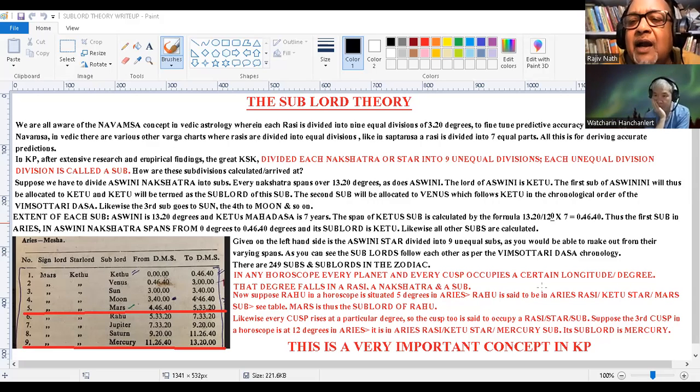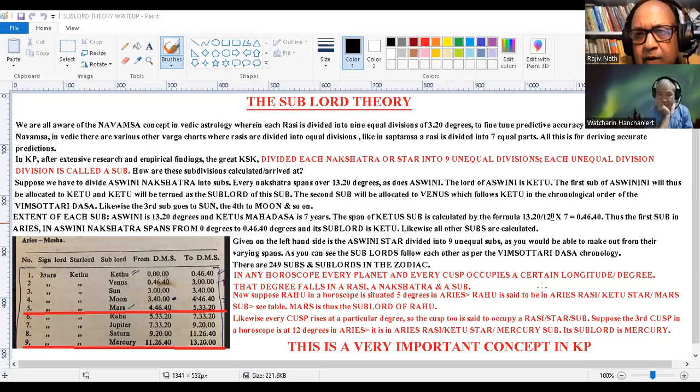How did he do that? See all the planets have fixed Vimshottari dasha periods. In that proportion, he divided the nine parts. Ashwini he has to divide into nine parts, so 13 degrees 20 minutes divided by 120 years, multiplied by, if you are looking for the sub of Ketu, 7 years. That gives 0 degrees, 46 minutes and 40 seconds. That is the space in the zodiac, which is Horary number one, whose sign lord is Mars, star lord is Ketu, and sub lord is Ketu.